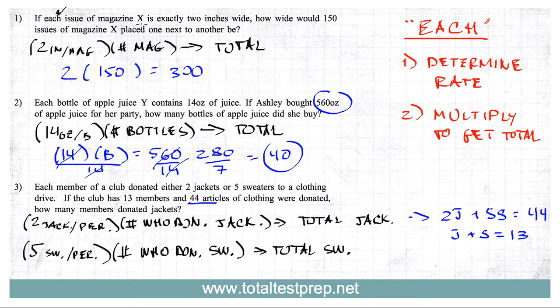So if your rate is 2 inches per magazine, you're multiplying by the number of magazines. If your rate is each bottle is 14 ounces or 14 ounces per bottle, you multiply by the number of bottles. You're always multiplying by the amount or the number of items that comes after the word each. If it's each bottle, number of bottles. If it's each member, you multiply by the number of members, and so on.